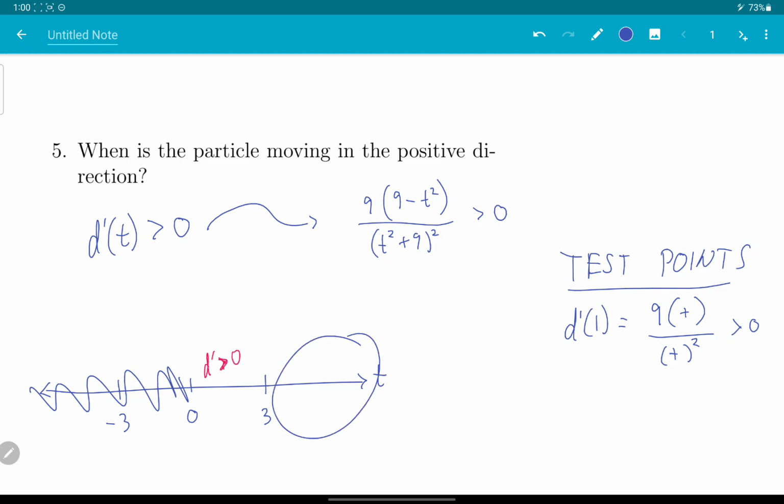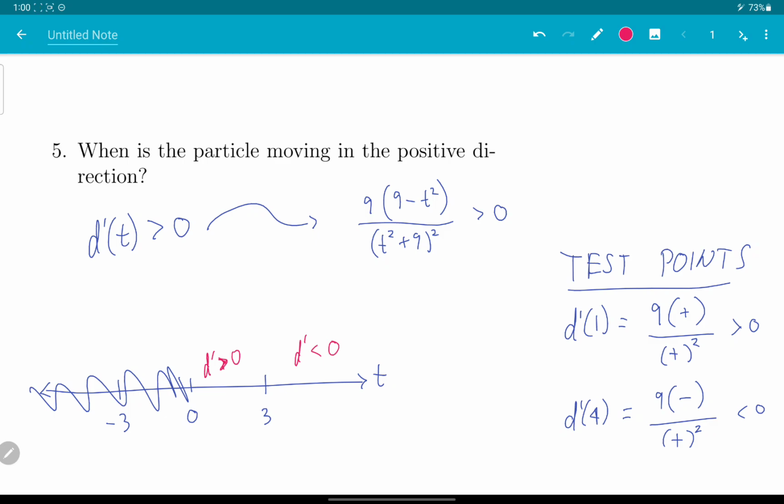And now for the next interval, I'll choose, say, 4. d prime of 4 is 9 times a negative number, all divided by a positive number squared. So that will be negative. So I know here d prime will be less than 0.